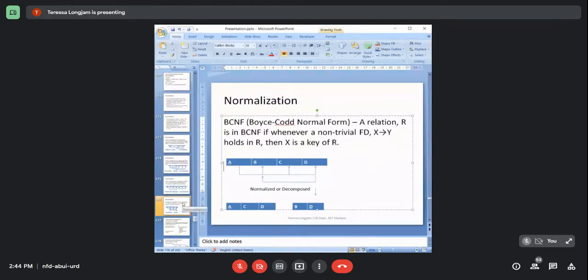So any doubt? For this normalization, the question may come like this. A relational schema or a relation will be given to you. You might be asked in which normal form the particular relation is in. And after that, you might be asked to bring it to third normal form, or second normal form, or BCNF, like that. So this is a very common question. Some common questions on normalization.